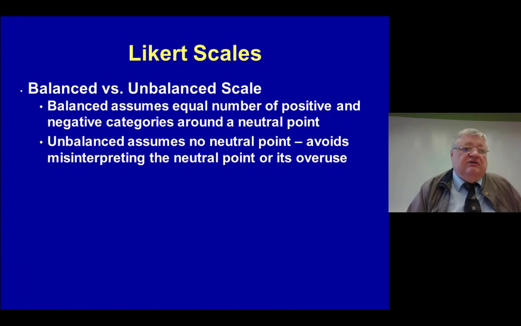Now, Likert scales can either be balanced or unbalanced. All that means is that the balanced scale assumes that there's a neutral point, and around it you have the same number of scale points. So let's say if you have a 5-point scale, 3 is your middle, and 1 and 2, 4 and 5 are going to be your negative end and your positive end. The unbalanced assumes there's no neutral point, and a positive around that is that it avoids misinterpreting what the neutral point actually means, or its overuse.